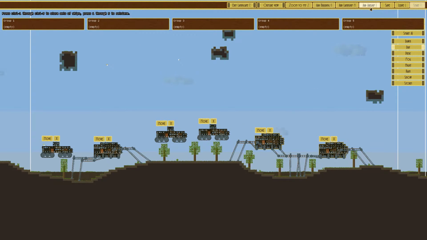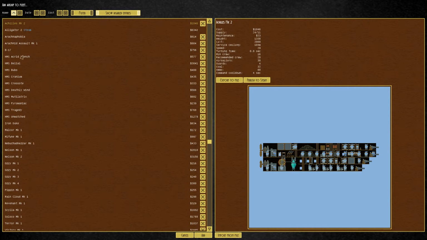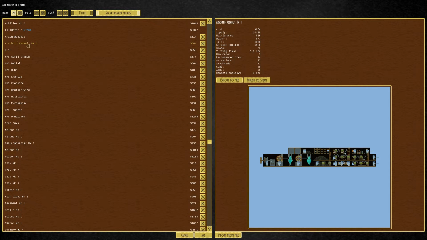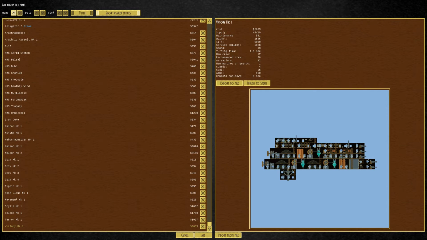Next up, we're going to add some airships. So we've got the Achilles, which is not a particularly good one. The Arachnophobia. That's actually one of the ships I can't use. So the Arachnid Assault, which is an assault ship, might very well be a way to go. I don't think I have any ships that are going to do well against the alligators in a straight-up fight, but we might be able to board them. That might be their weakness.